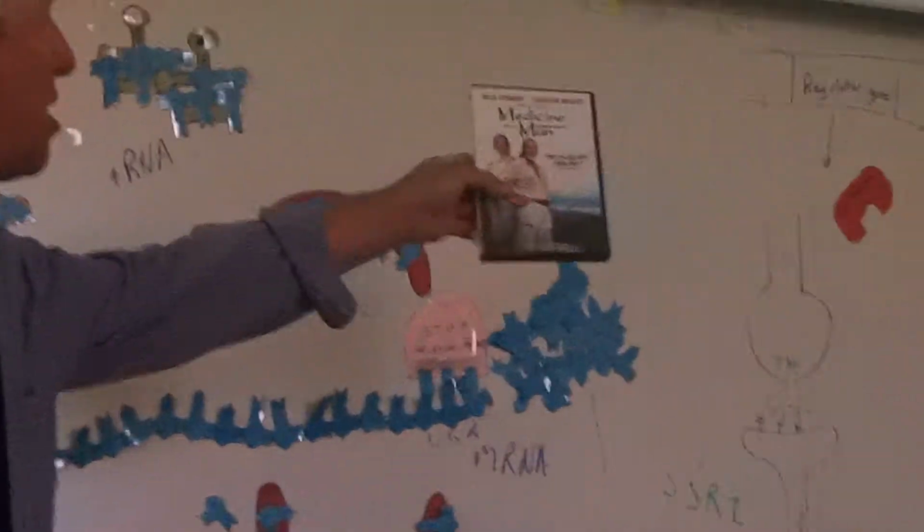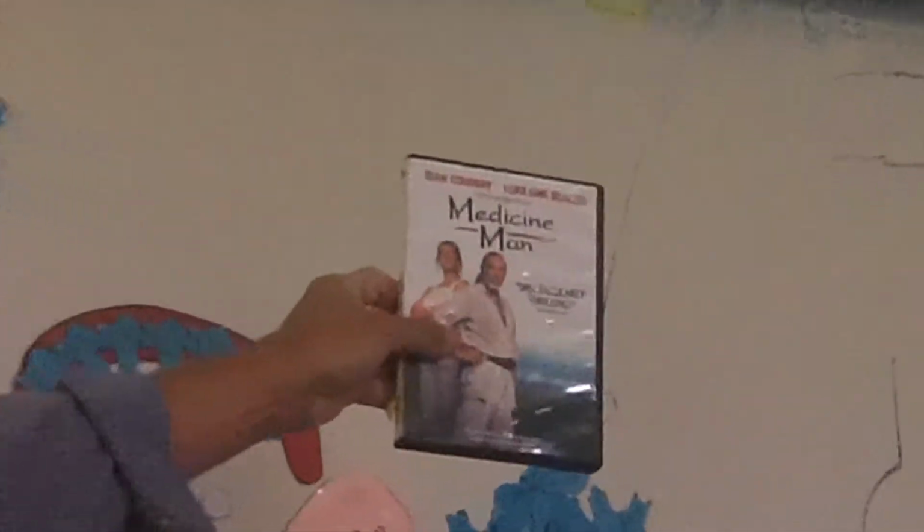This is a movie that you can check out. It's called Medicine Man, about a scientist that goes into the rainforest, and it's got Sean Connery in it. He's a good actor. And he goes into the rainforest to try and find a cure for cancer. It's a good movie. You get extra credit if you watch it.